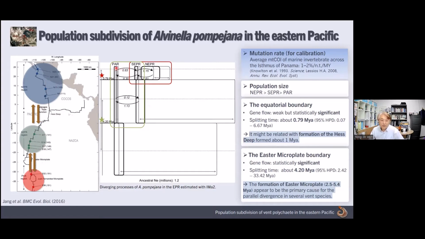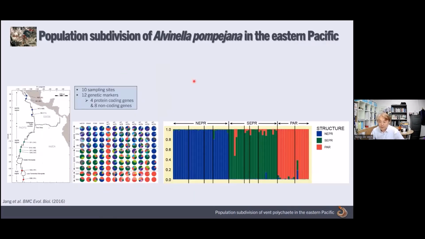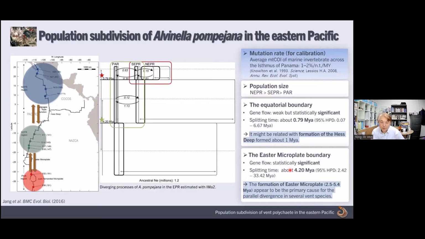We also found statistically significant, although low, gene flow between these two areas. Here, the two arrows indicate the highly probable migration or gene flow. Also between these two groups separated a long time ago, there is still a low level of migration. I think this explains the intermixed individuals that we see between 2 or 3 areas.